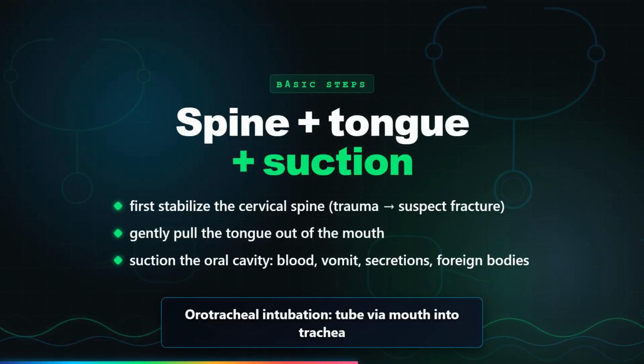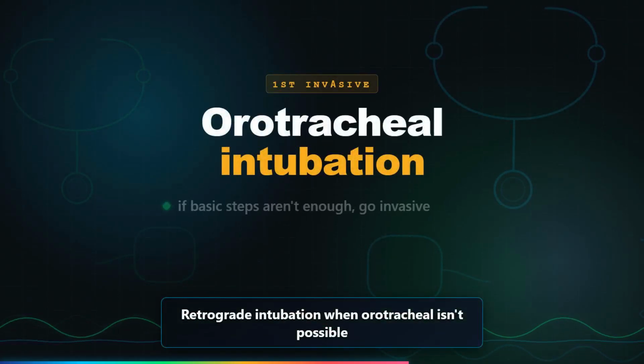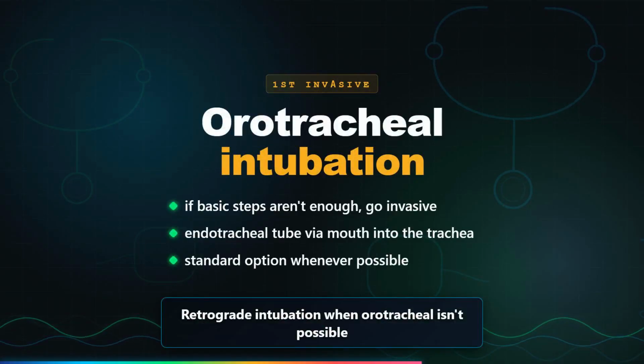The next option is orotracheal intubation, which is passing an endotracheal tube through the mouth into the trachea. If orotracheal intubation is not possible, for example due to severe facial trauma, mandible fracture, glottic edema, you can try retrograde intubation, where you make a small incision in the trachea and pass the tube from the bottom up.